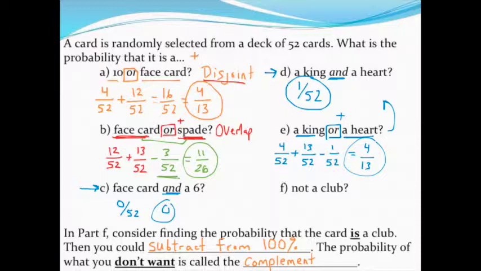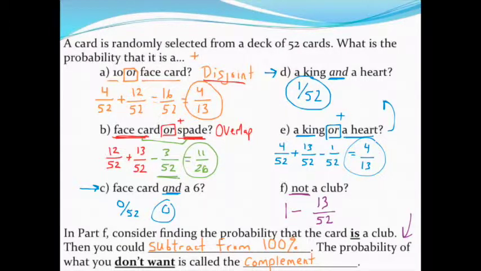Last up, we have this idea of what's the probability that we pull a card that's not a certain card, so not a club. One way to do this, and I have a little blurb about it down here, is to actually find the probability that you don't want. So in this case, let's figure out the probability that we actually do get a club. The probability that I get a club is 13 out of 52. However, since I don't want to end up with that, I can subtract this from 100%, or just 1 in this case, to figure out the probability that I am looking for.